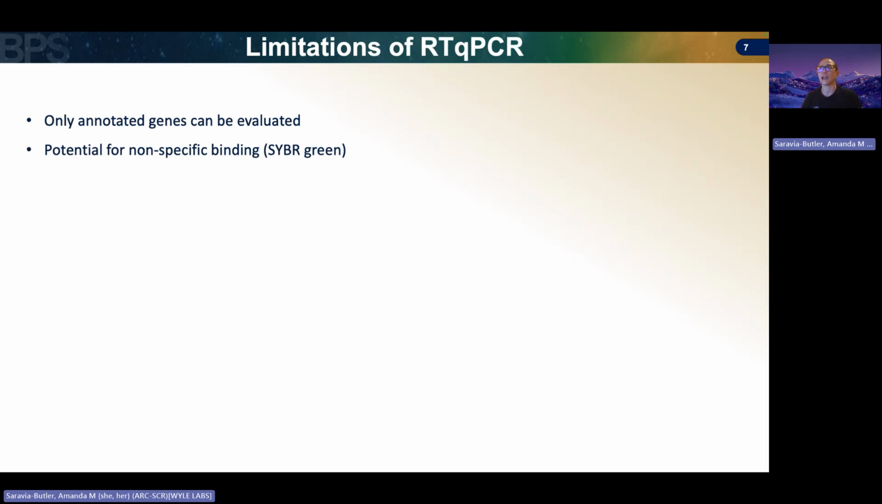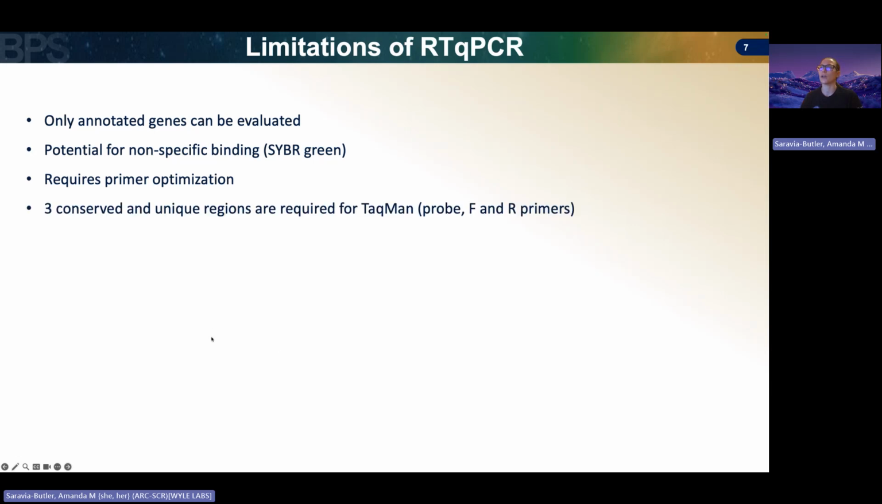You also have the potential for non-specific binding. SYBR Green binds to double-stranded DNA, however it does not bind specifically; just any double-stranded DNA it will bind to. And so you will get some non-specific signal coming out of that SYBR Green assay. It does require primer optimization. So you want to make sure that your primers are only attaching to a region flanking your target region so that you're not getting non-specific primer binding, and you want to make sure that your primers bind efficiently. So that does take some optimization.